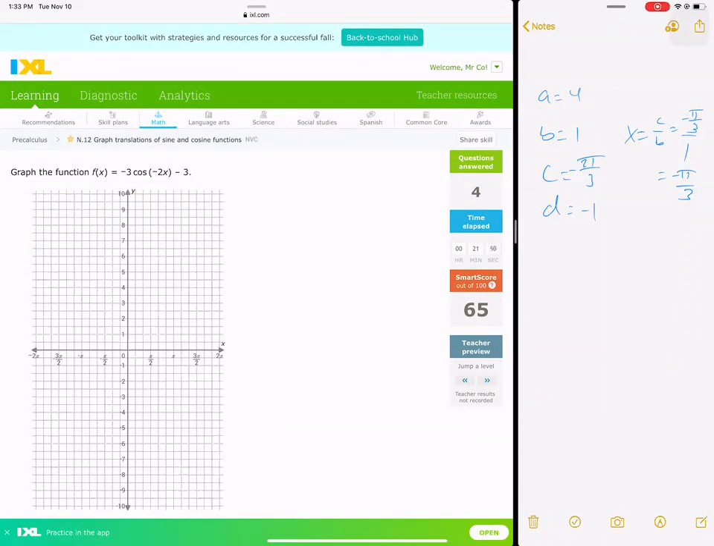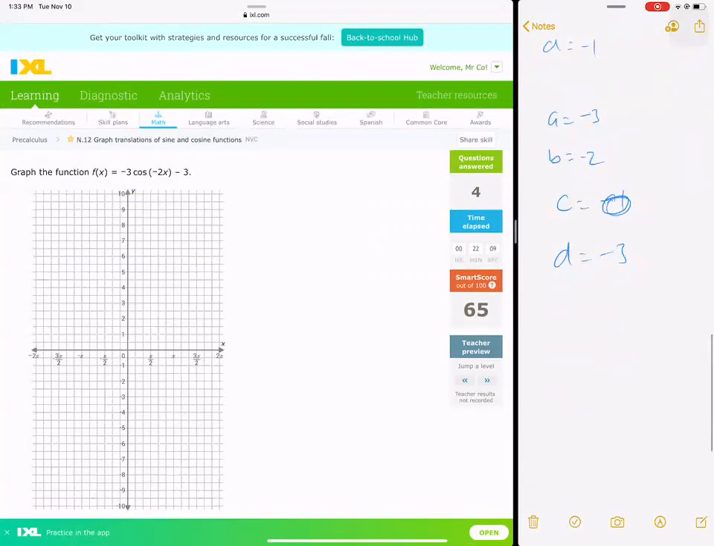Okay, this one looks a little more challenging, I guess. So A equals -3, B equals -2, C is equal to -1. No, whoops, my bad. C is 0, and D is equal to -3. Now we mentioned before about these cosines, that you could have them go backwards, but really cosine doesn't care. So -3 cosine of -2x minus 3 is the same as -3 cosine of 2x minus 3. And that's just an identity that we'll talk about.